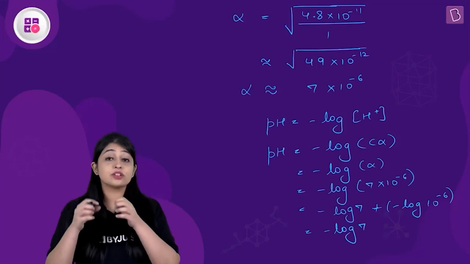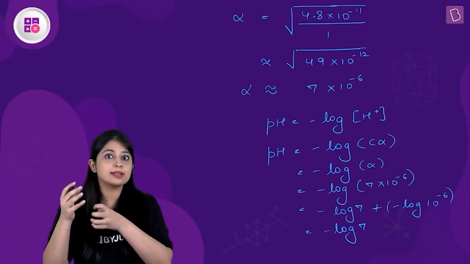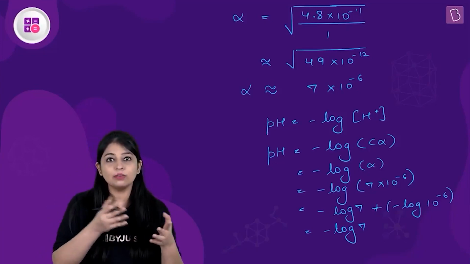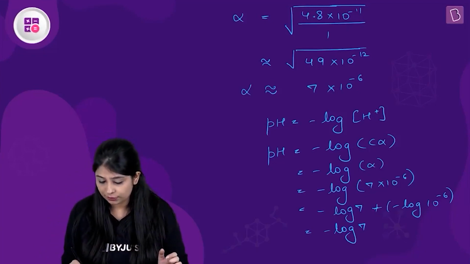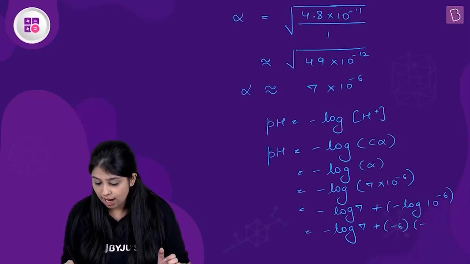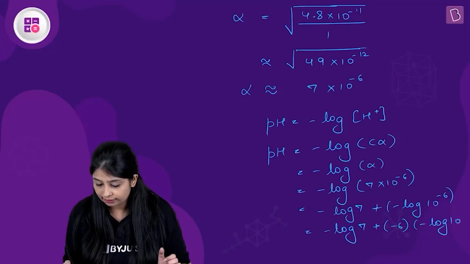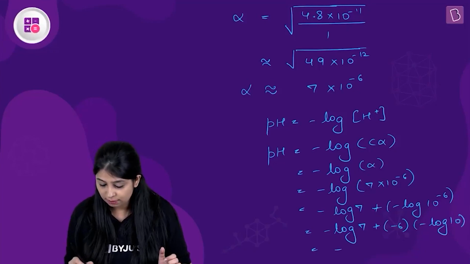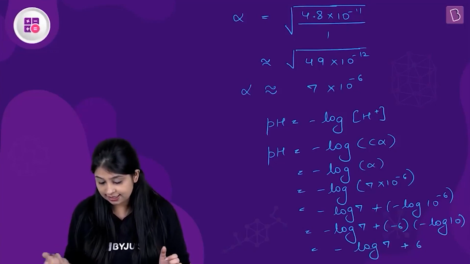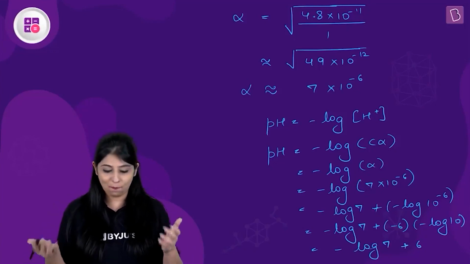So minus 6, which is 10 to the power minus 6, comes in front of the log. That's a property of the log. So this becomes minus 6 into minus log of 10, which is minus log 7 plus 6, correct? Because log 10 is 1.